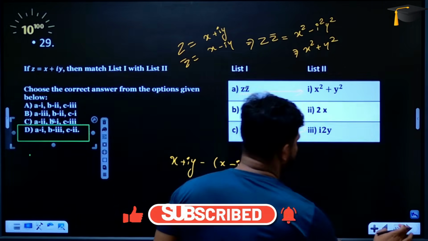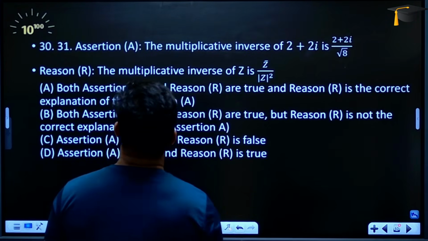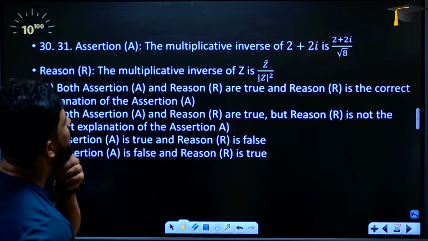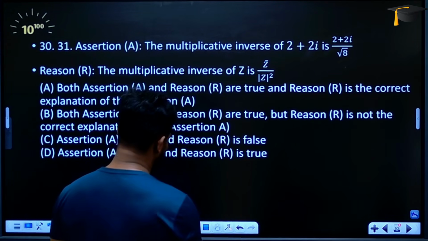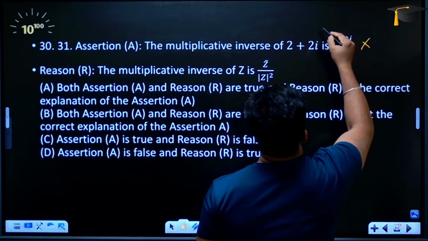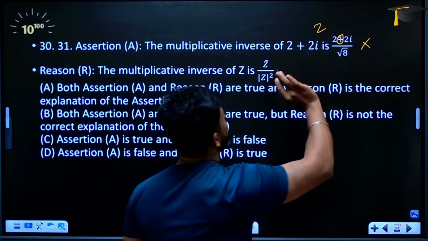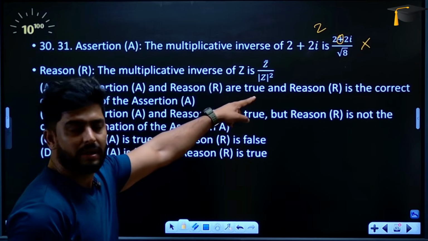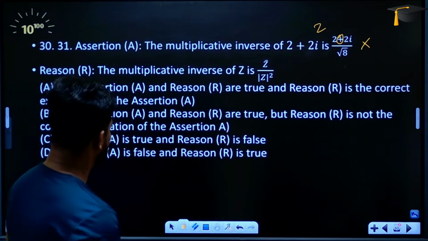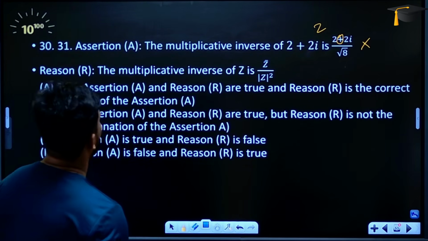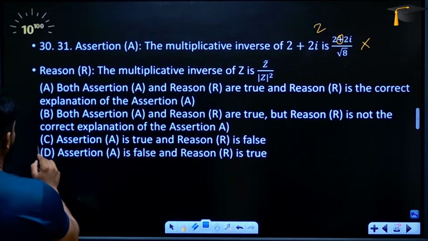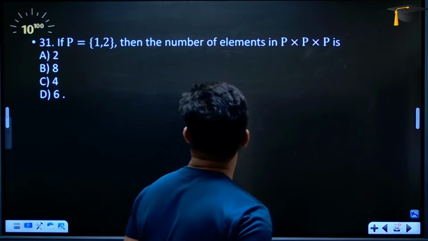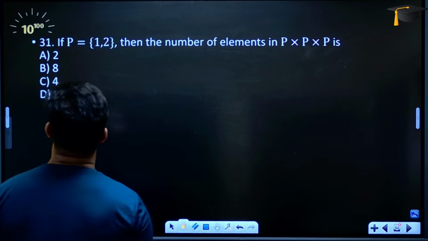Okay, next. Multiplicative inverse of 2 plus 2I. This is wrong, right? The first one is wrong, because Z bar minus is plus, so that is wrong. No need to check. Next, multiplicative inverse of Z is Z bar by mod Z whole square. That is correct. So the assertion is wrong, A is wrong and R is true. So option D is the right answer. Simple question.